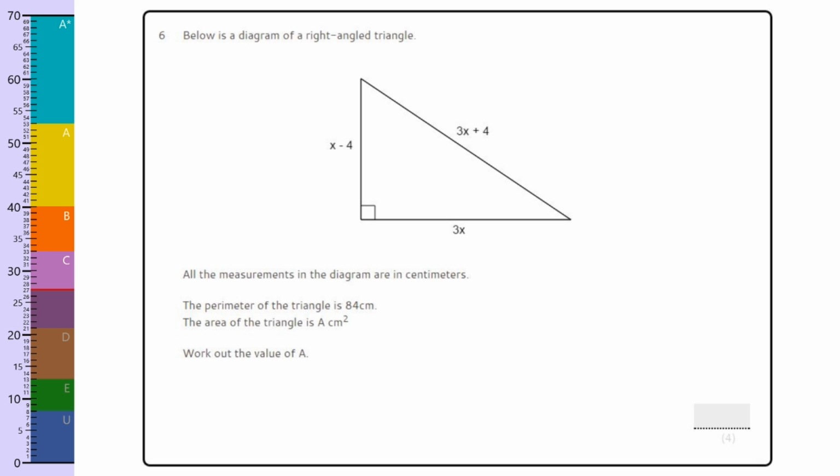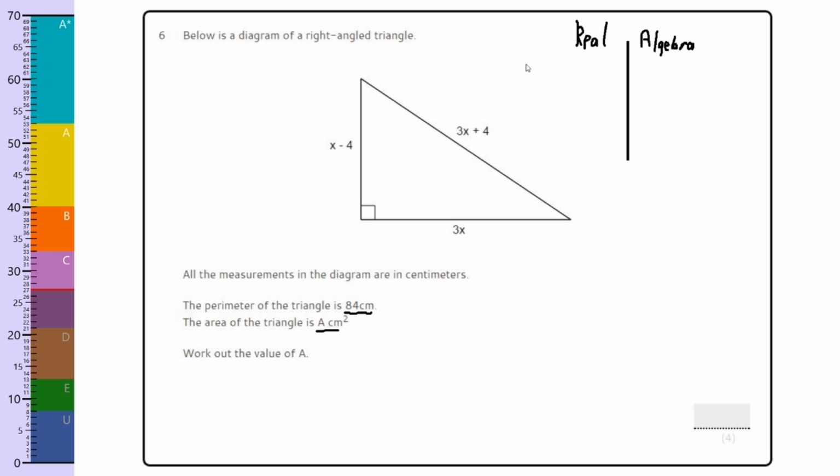Okay, so we've got a right angle triangle. It gives us the perimeter and it's asking for the area. Okay, so a couple of things we need to do. First of all, you need to realise that with these types of question, you will be comparing algebra and real numbers. Okay, so the real number and the algebraic expression.